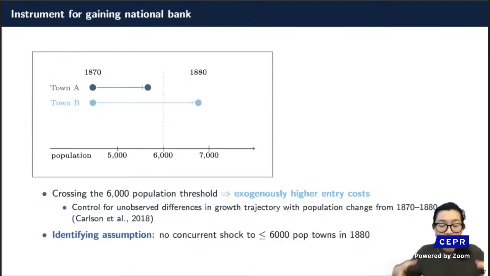So one example you might think of is, for instance, if there were different tax regimes for smaller places that were just at this threshold that were introduced in 1880, then that sort of change would be the types of things that we would be concerned about.